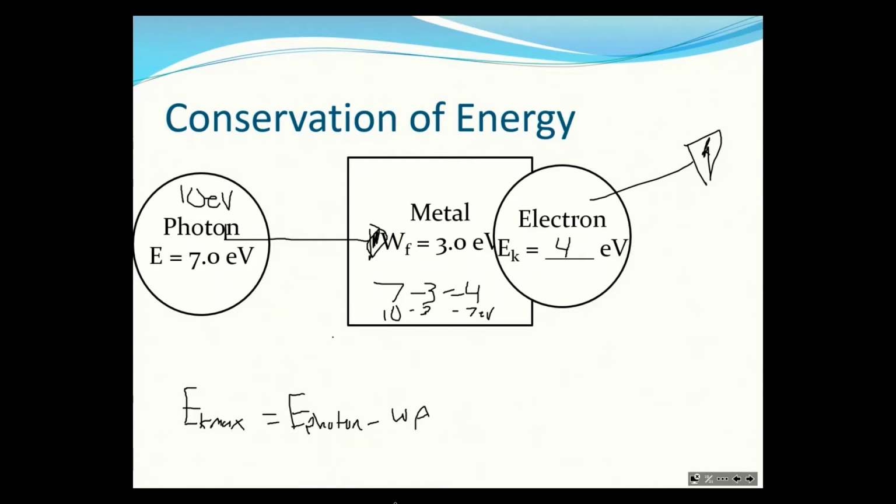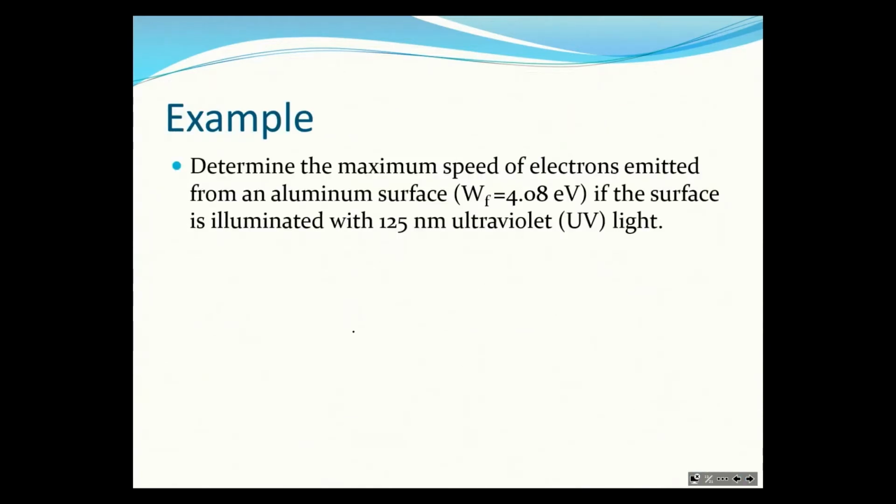So this is physics principle number 5. Okay, so we're going to do a photoelectric effect example here. Determine the maximum speed of the electrons emitted from the aluminum surface. It gives us a work function of the surface, if the surface is illuminated with 125 nanometer ultraviolet light.